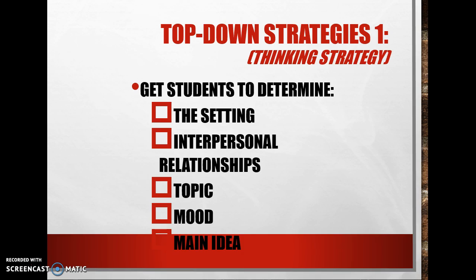And then for top-down strategies, you're going to get them thinking first. So get students to determine what's the setting, what interpersonal relationships are going on if there are multiple speakers, what's the topic, what's the mood, what's the main idea. So in bottom-up strategy, they're looking at the words first, the small things first. But with top-down strategies, they're looking at the main idea first and then working their way down towards the small elements like the vocabulary and the grammar.